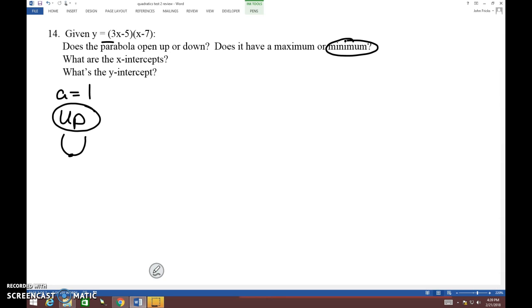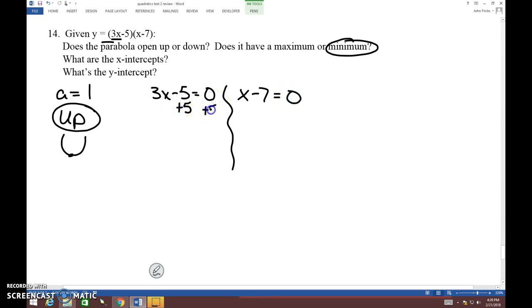Now, this one's a little tricky because I can't just take the opposite of it because of this 3x here. So what I have to do is I have to actually set these equal to 0. So I'm going to say 3x minus 5 is equal to 0. And the other one we could flip, but since we're setting it equal to 0, let's go ahead and do that. So to solve this, that would be add 5 to both sides. We got 3x is equal to 5. Divide both sides by 3, and we get x equals 5/3.